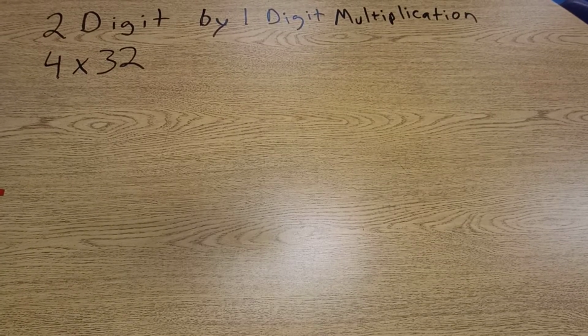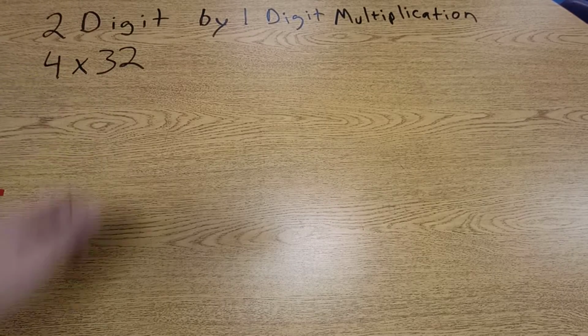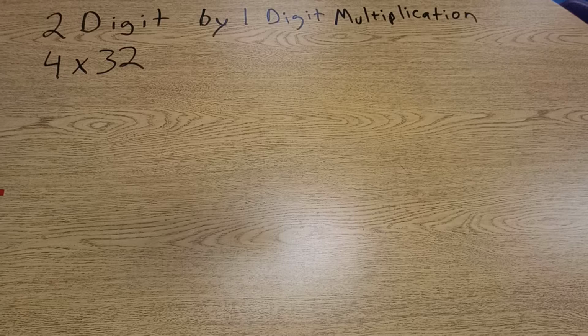Okay, we're going to do a 2-digit by 1-digit multiplication problem. You can see I've written it down there. The multiplication problem I'm going to do is 4 times 32. And we're going to do it a variety of different ways. I'm going to use base 10 blocks, pictorial model, area model, partial product, and a standard algorithm way of doing a 2-digit by 1-digit multiplication problem.